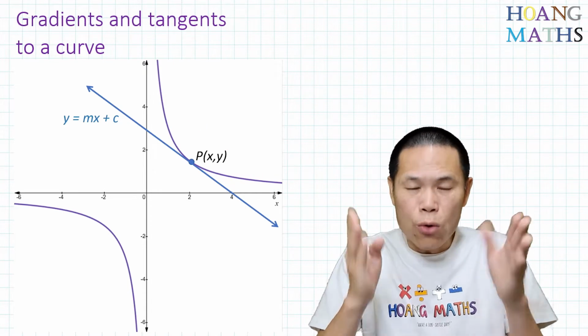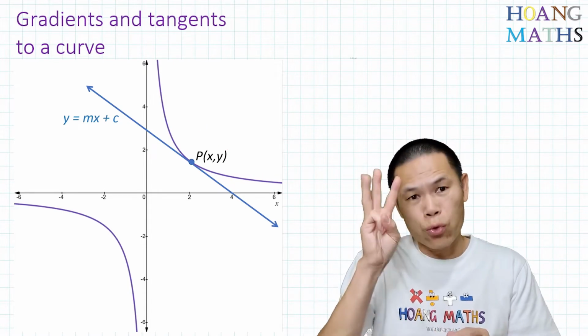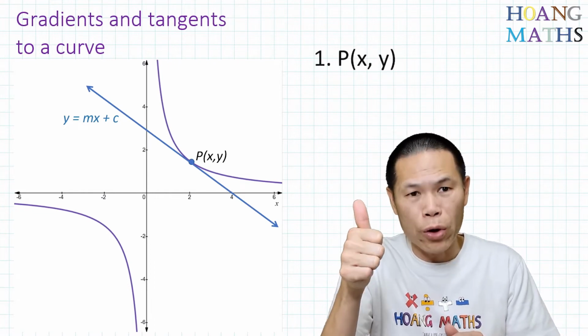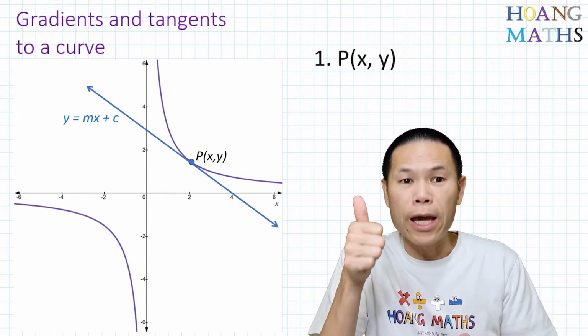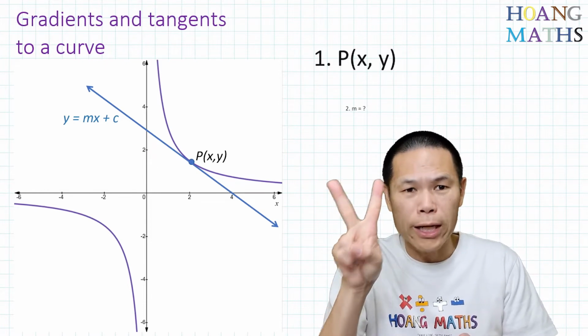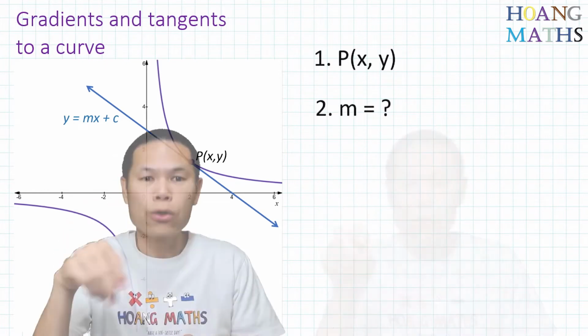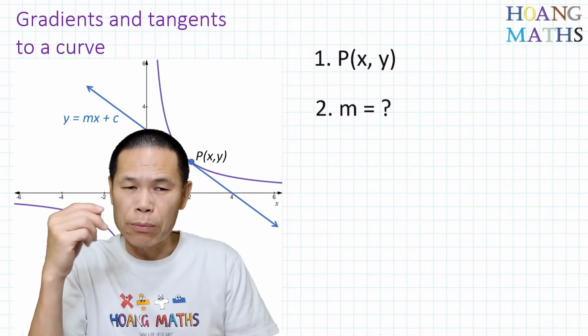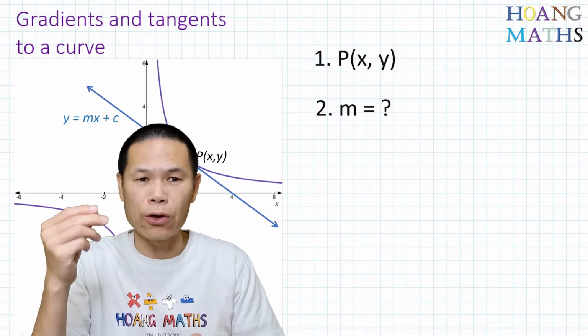To work out the equation of the tangent, we follow 3 steps. Step number 1 is we need to find the point first. That is P(x, y). The second step is we need to find the gradient. To find the gradient, we differentiate the function, and then we substitute the point in. That will give us the gradient.